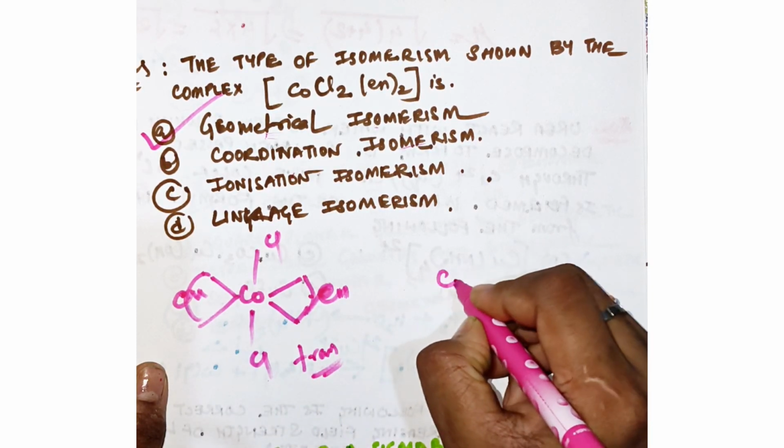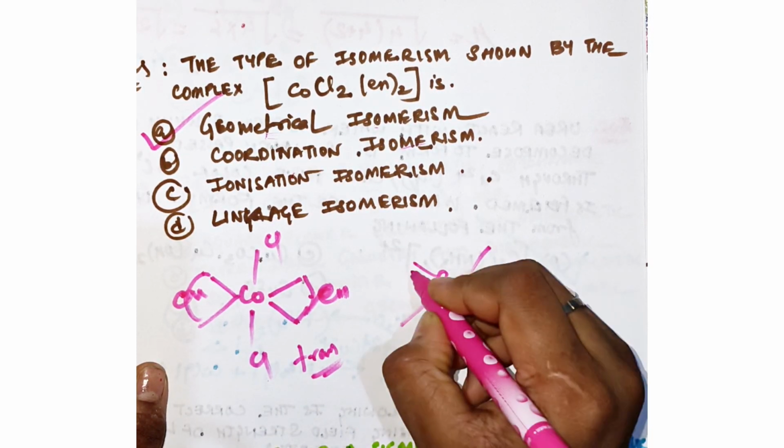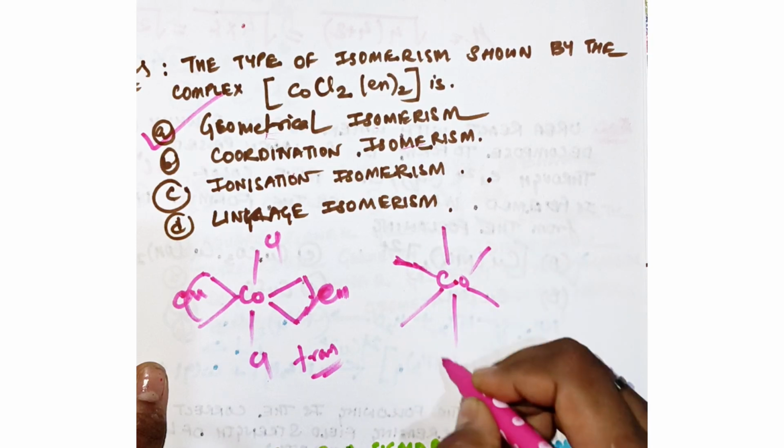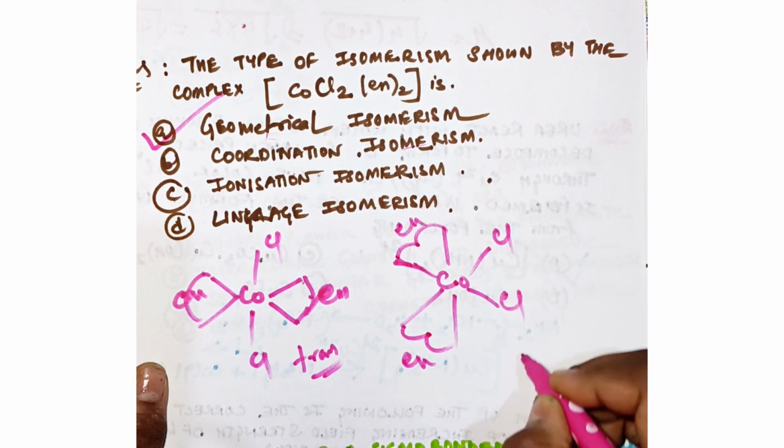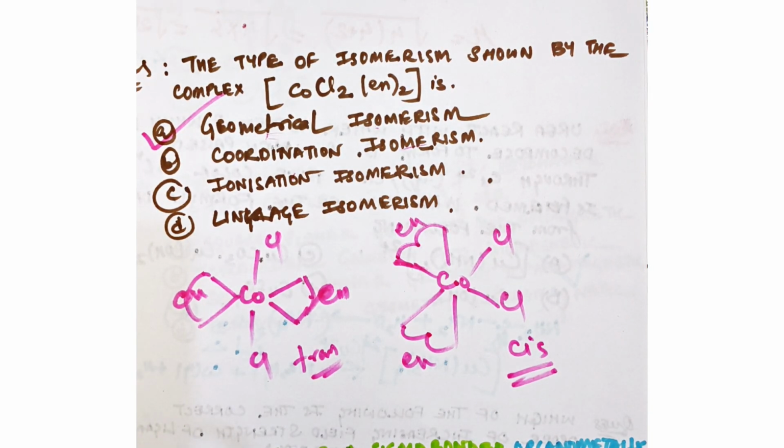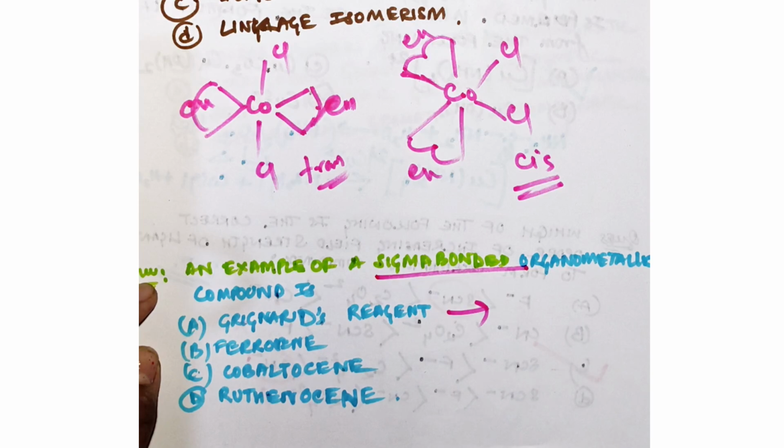Okay, and in the same way, if you want to draw this one also, see here, you can draw this one. This is your cis. So your answer will be geometrical isomerism. Now, give an example of a sigma bonded organometallic compound.